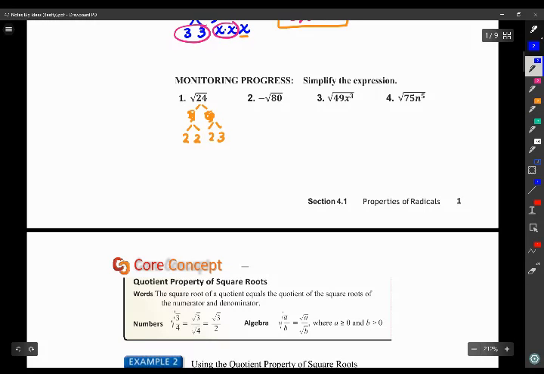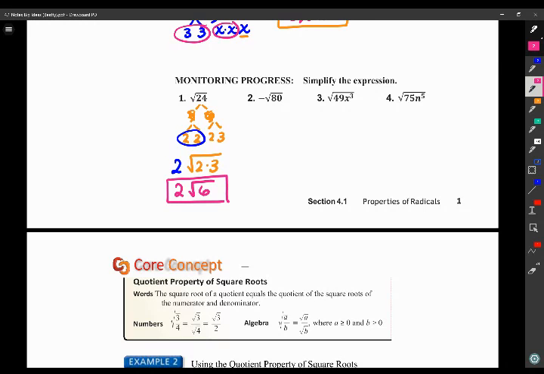And then we look for a pair. So we have a pair of 2s and a pair of 3s. That's not a pair of 3s. I lied to you. You have a pair of 2s, and then you have 2 and 3 left over. So 2 gets to come out, and the 2 and 3 has to stay underneath the radical because they didn't have a partner to come out. And so when you do that, once you write down what's left, then whatever's left, multiply them back together. So this will be 2 underneath the radical is 2 times 3, which is 6. And we always multiply the values that are either on the outside of the radical or the ones that are left over on the inside.